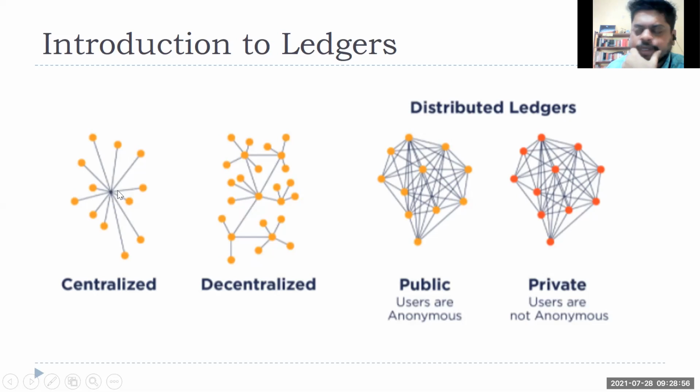Rather than a single node, here how many nodes? 2, 4, 6 nodes are there. 6 major nodes are there, and all the participants are connected to different nodes. So that is the meaning of decentralized. When you talk about distributed, distributed means each node can connect, can participate, can transact with each other. All the nodes are connected with each other. So that is the meaning of distributed.